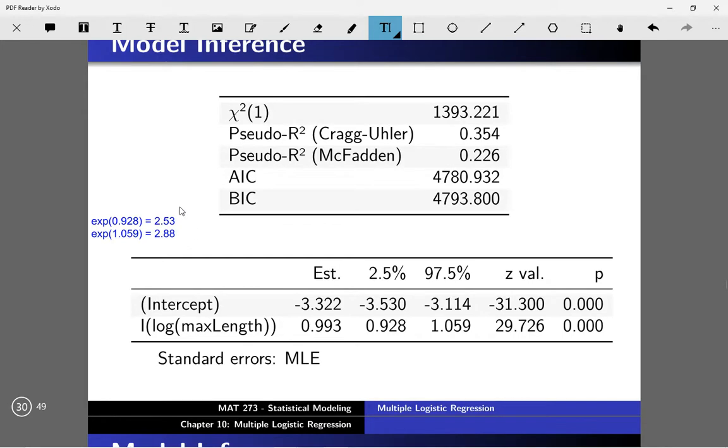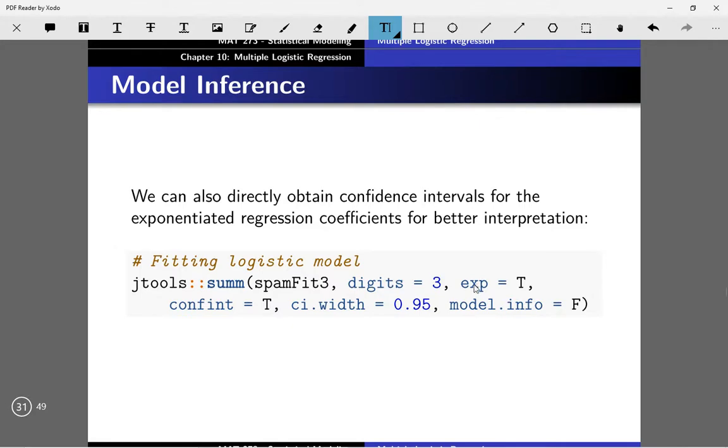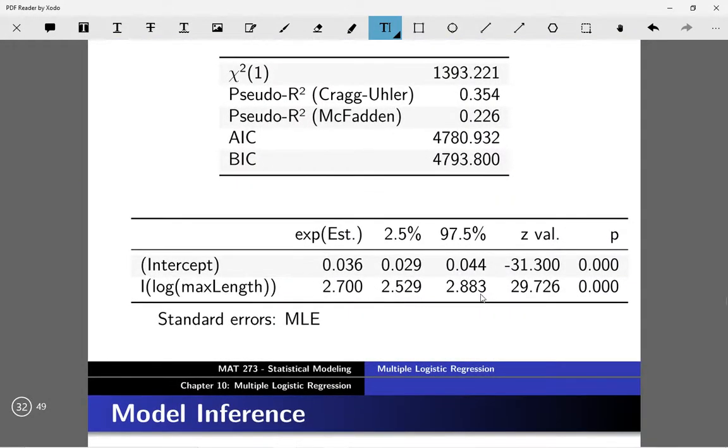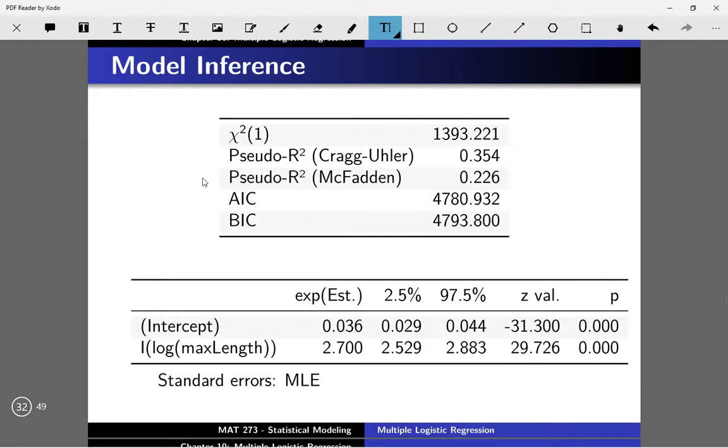And then we can proceed to interpret those values. I'll just skip to the next slide because you can actually, in this JTools summary function, ask it to exponentiate those things for us. So using exp equals true, adding that option, then you can see here 2.53 and 2.88, it gave us those exponentiated estimates already. Okay, so that's great. So now I'll give an example of how to interpret this confidence interval.